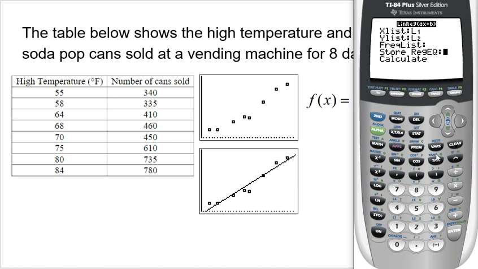And then I'm going to store this equation: vars, y vars, function, y1. And then go ahead and calculate it. Notice it gives me the equation, ax plus b. So I now know a is 16.416, b is negative 621.826. And again, the r squared value is not great, 0.9357. That's pretty good. Remember, the best is 1.